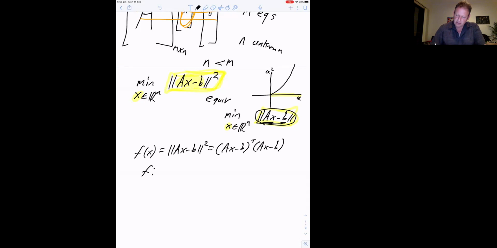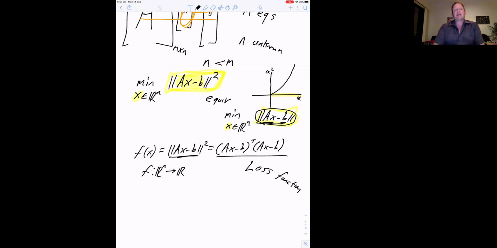F is a function from Rn to R, okay? And this is something you'll be dealing with for the rest of your career. This is called a loss function. Have you already heard about loss functions in other courses? Data 7001, okay. So you want to minimize this loss function.